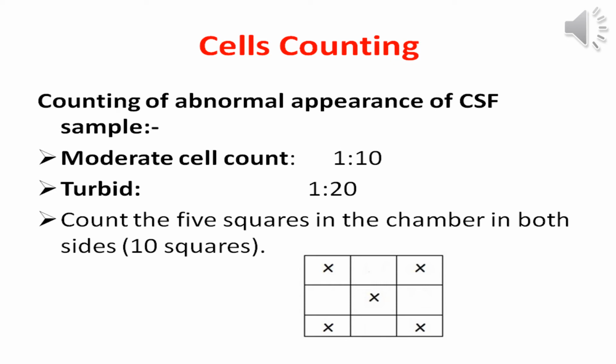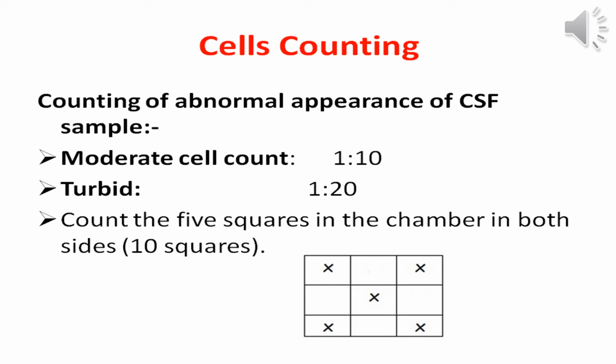Now in both cases we need to count the 5 squares in both sides of the chamber. The 5 squares, as you see here in the picture, are the 4 WBC squares present in the corners, and in the middle the RBC square. So 4 WBC squares are located in the corners of the large square that is composed of 9 squares.